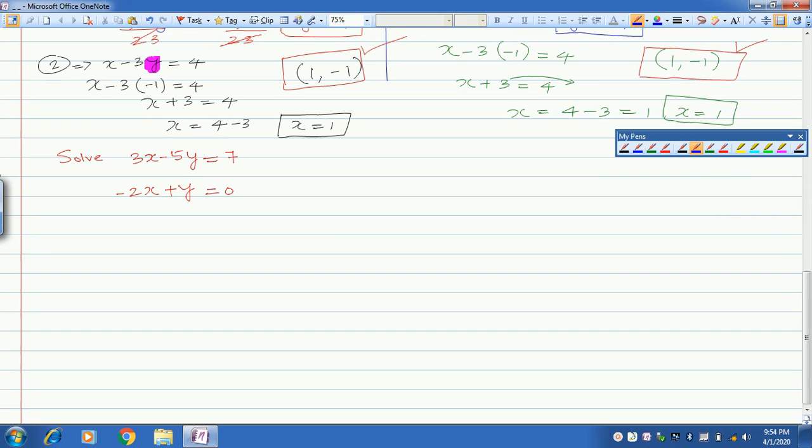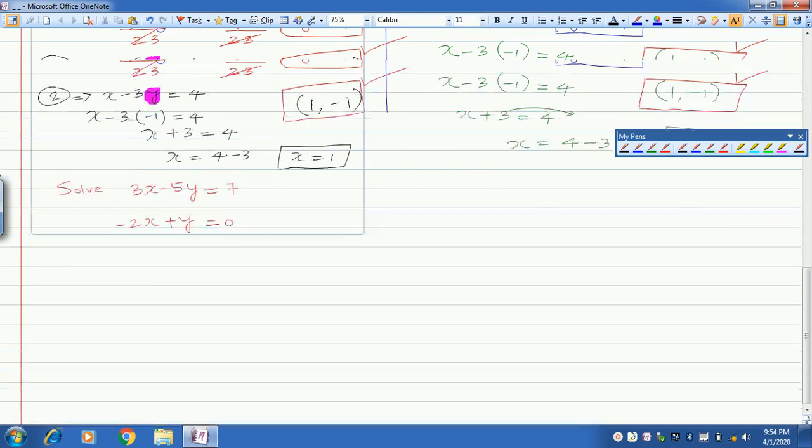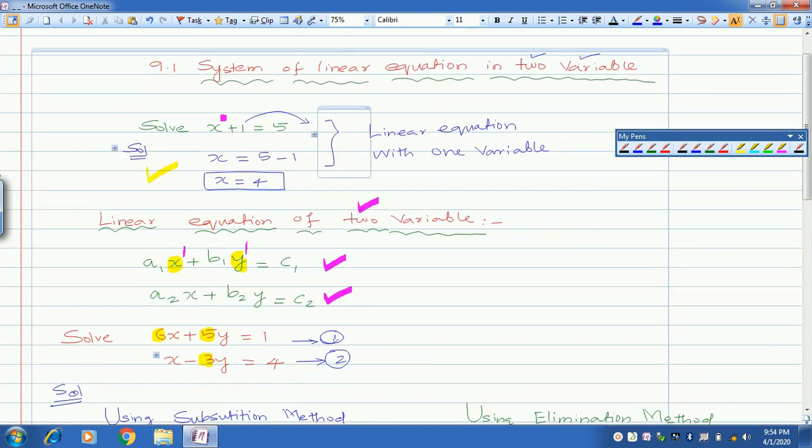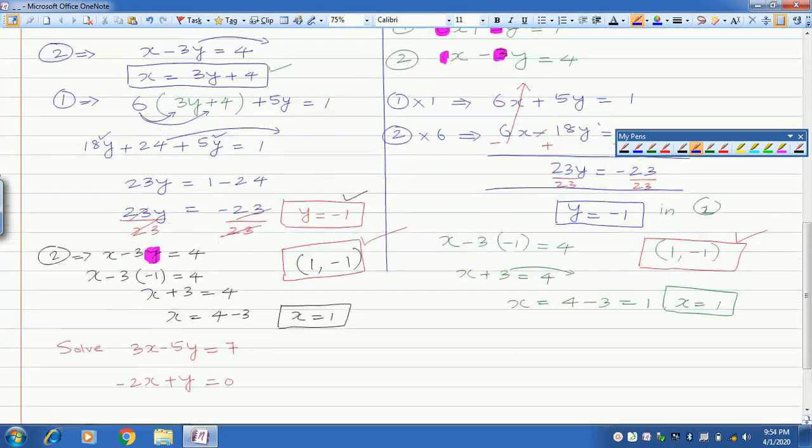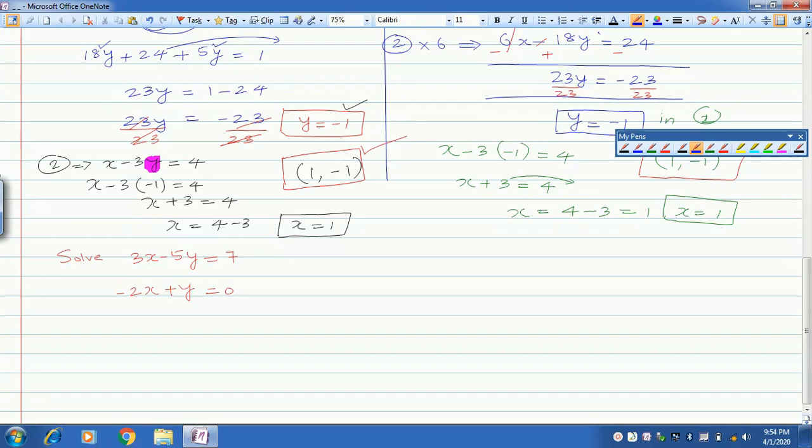Here it is not mentioning the type. You can solve by using any one method, right? Either you can solve using the substitution method or using the elimination method, any one. Okay, so I can solve using the elimination method. We'll solve by the elimination method.